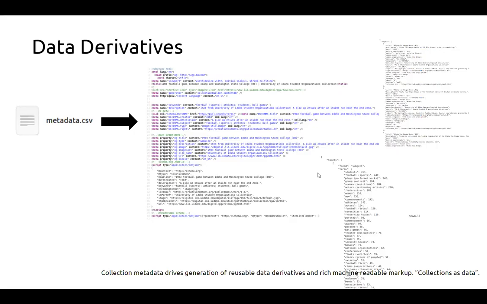So beyond generating reusable data derivatives, the metadata also generates rich machine readable markup in HTML, which facilitates things like search engine optimization, harvesting, as well as sharing on social media. So this really gets to the heart of collections as data, which is what drives our development process. We work really hard on our metadata to generate those visualizations, as well as machine readable data for a number of different reasons as well.